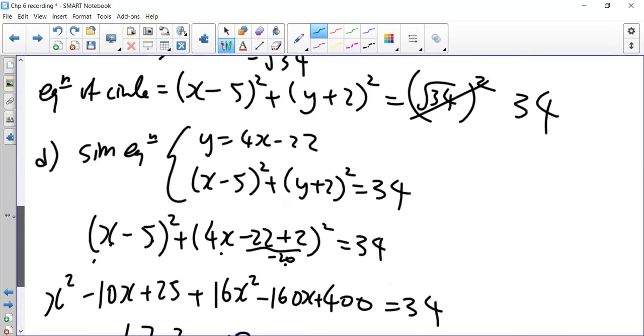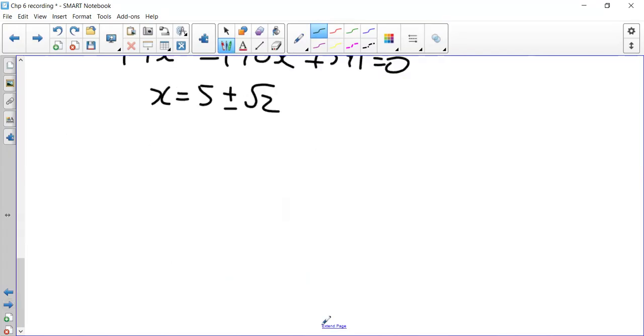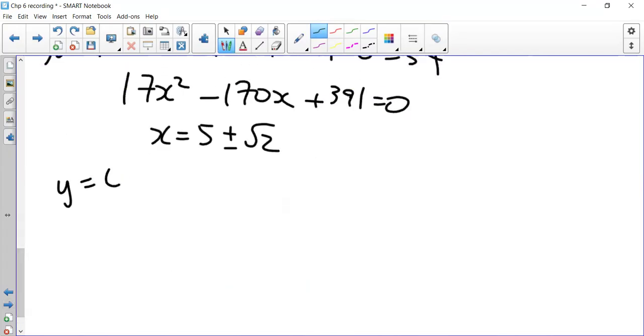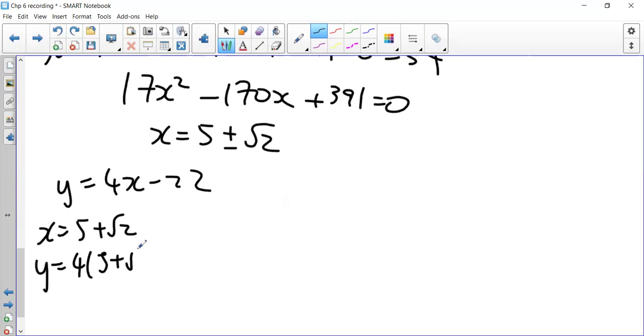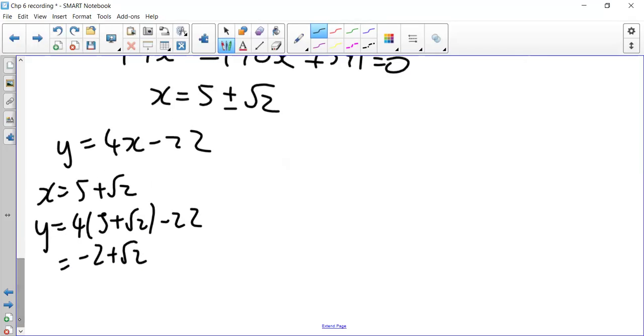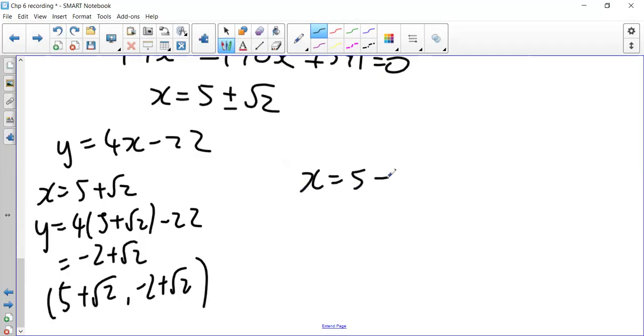So to find the y value, sub into y equals 4x minus 22. When x equals 5 plus root 2, y equals 4 times 5 plus root 2 minus 22. Put in a calculator, it should give you minus 2 plus 4 root 2. Hence, we've got the point 5 plus root 2 and minus 2 plus 4 root 2. And when x equals 5 minus root 2, the same, y equals minus 2, or minus 4 root 2, by the way. I think it's 4 root 2.